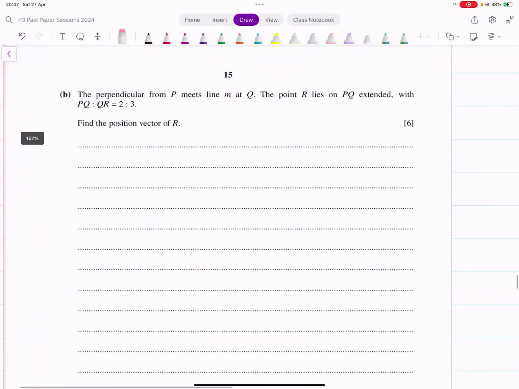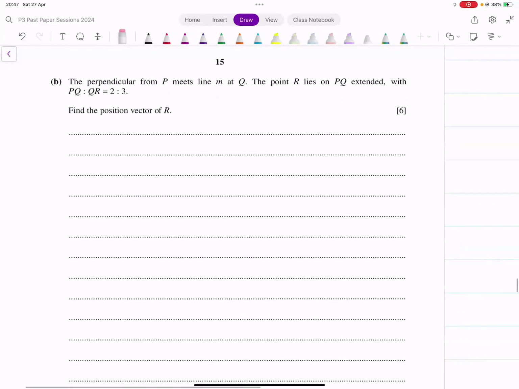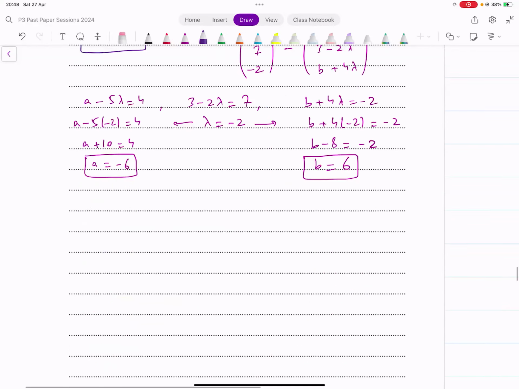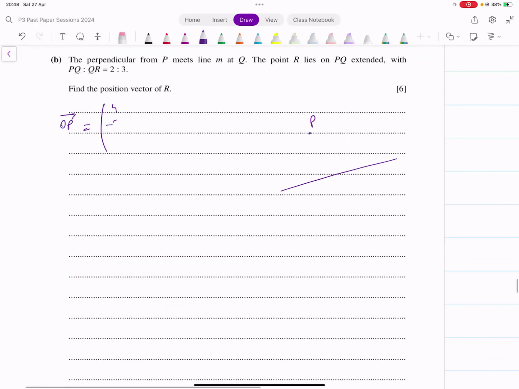Now it says the perpendicular from P meets the line M at Q. The point R lies on PQ extended, with the ratio PQ to QR being 2:3. Find the position vector of R. Okay, now how do you think about this? The perpendicular from P meets the line M at Q. So we have a point P somewhere. Let's say this is point P. Do we know the position vector of the point P? It's 4, 7, and minus 2. That's the position vector of P.